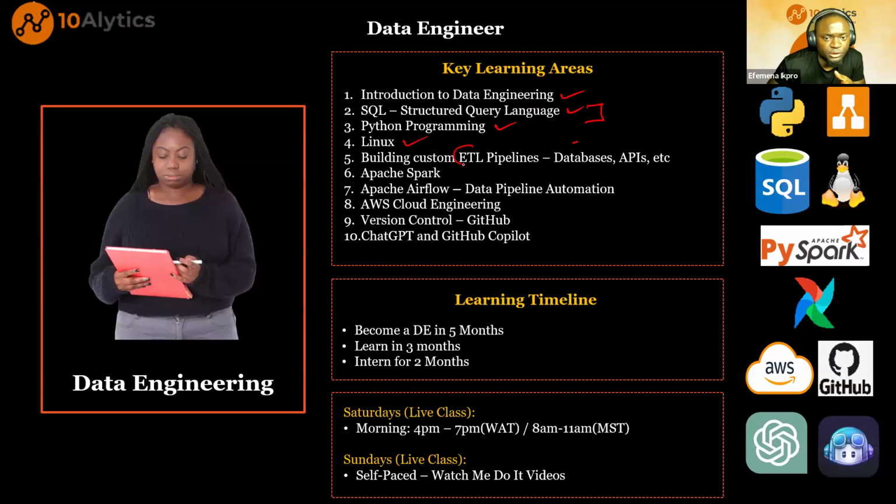You get to learn how to build custom ETL pipelines, extracting data from databases, APIs, and you also work with what we call web scraping, getting data from the web. So you get to learn how to extract data from databases, APIs, and web applications. You'll also get to work with Apache Spark, Apache Airflow for automation, and AWS cloud engineering. Version control using GitHub, you will also learn that. And funny enough, you still get to work with AI tools like ChatGPT and GitHub Copilot for programming.